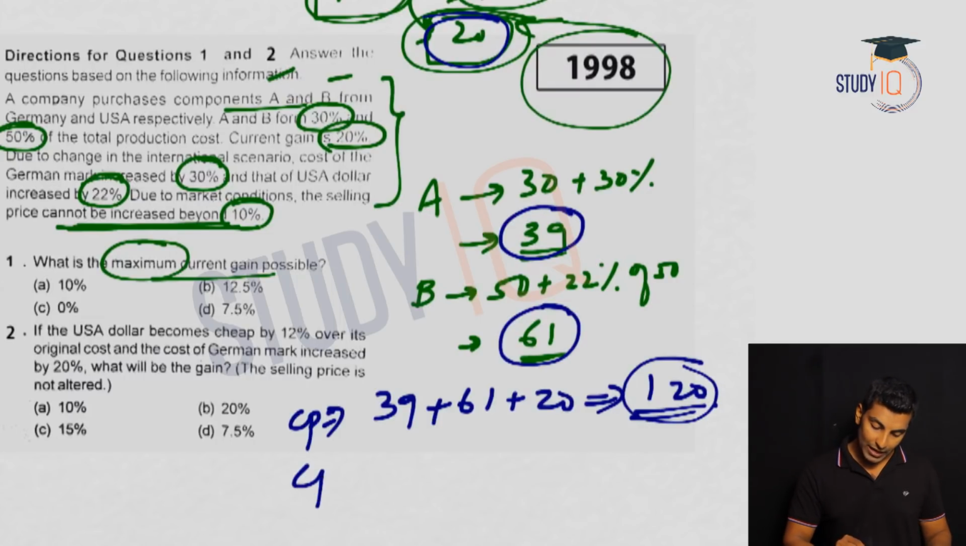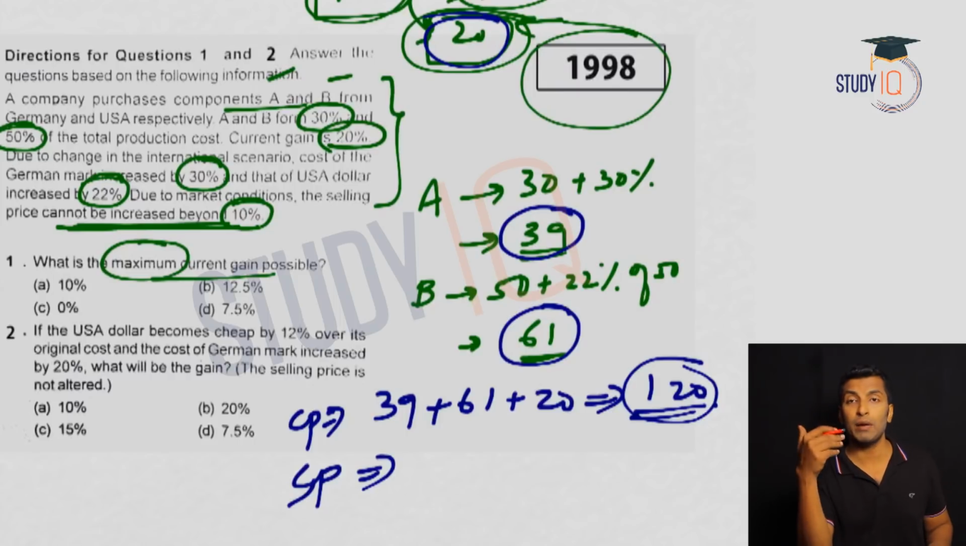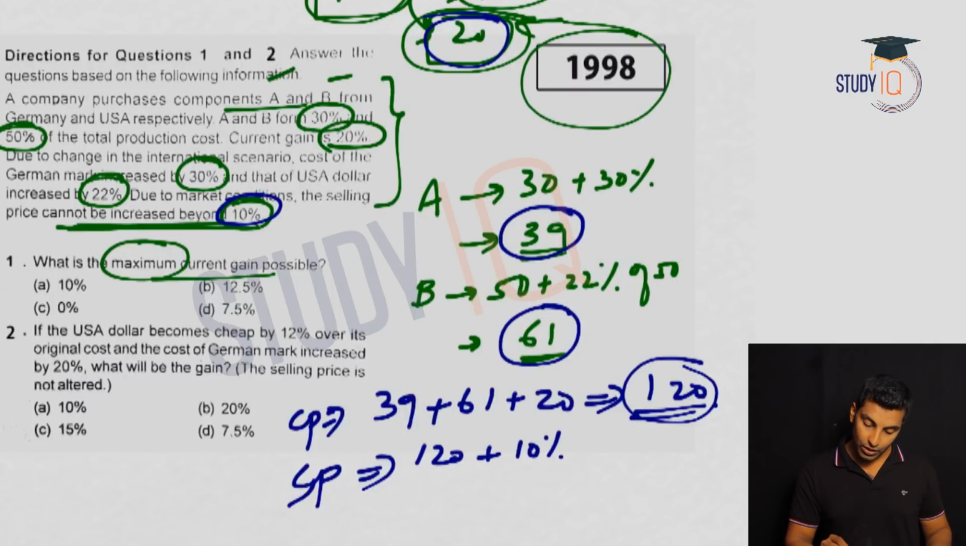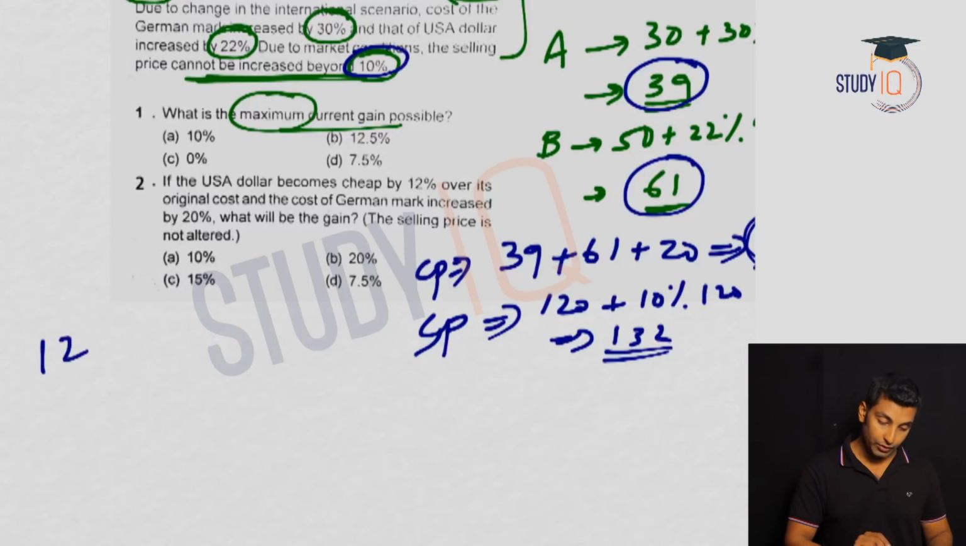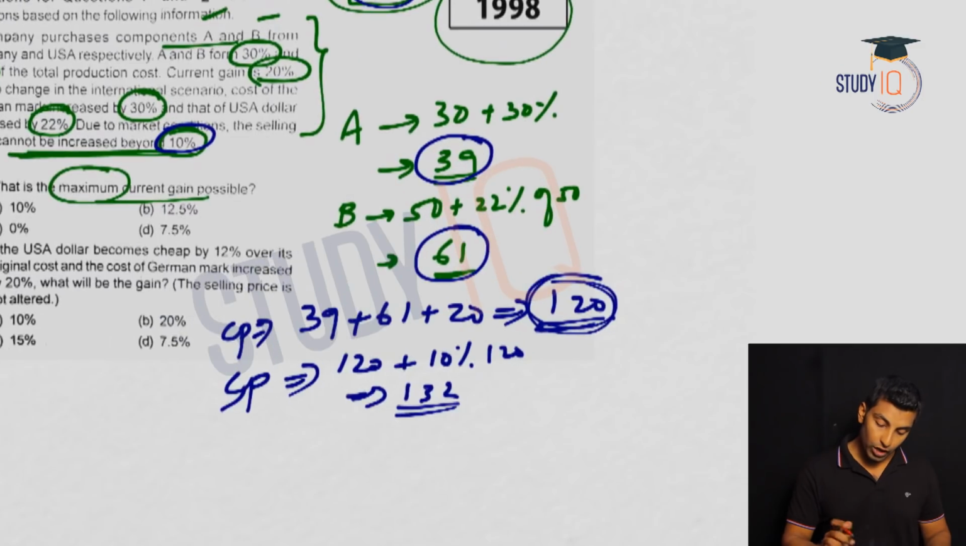So what is the new selling price? What you can do is you can maximum increase by 10%. Okay, it is given here. So what is 10% of 120? So it's like 120 plus 10% of 120. So that's actually 132. So new selling price is 132, cost price is 120. So what is the profit? Profit is actually 12. Okay, so 12 on top of 120.